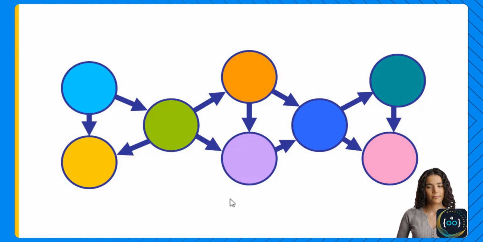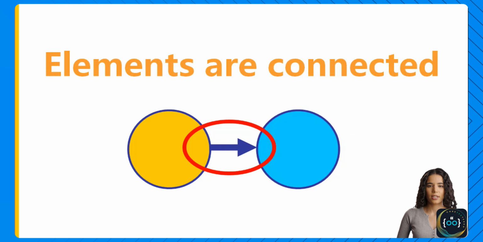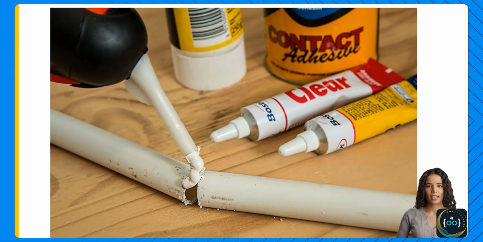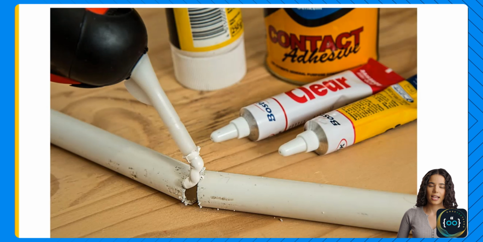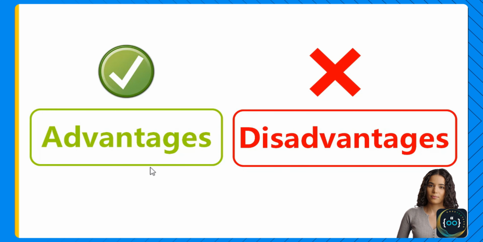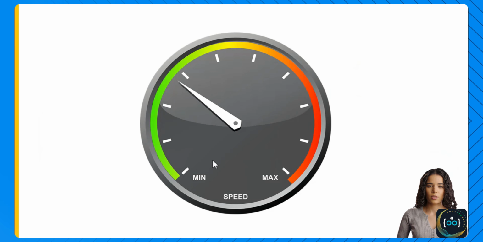Notice that in all of these diagrams, the elements are connected. And these connections are represented with arrows. This is essential in data structures, and you will see why in the coming videos. These connections are like the glue of the data structure that keeps the elements connected. All data structures have certain advantages and disadvantages, particularly in terms of efficiency and speed for performing certain operations.